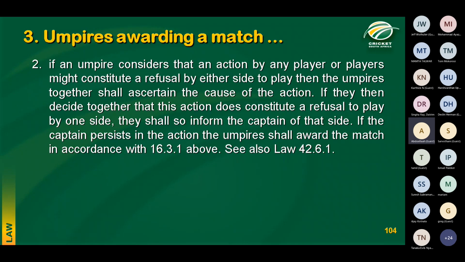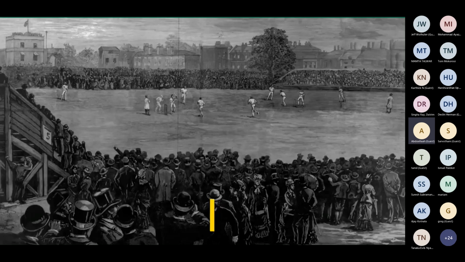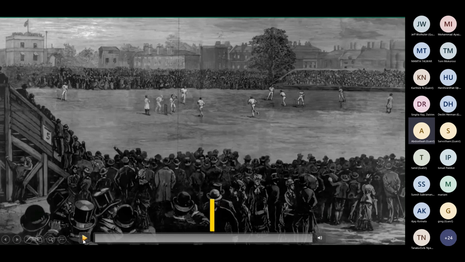Okay, but before invoking this law, the umpires need to consider whether the action taken by the players constitutes a refusal to play, and then firstly go to the captain of that particular side and ask the captain, are you refusing to play? If the captain persists with this particular action, the umpires have power to award the match to the other side. There was one example of this in Test cricket, and let's see what that example is.